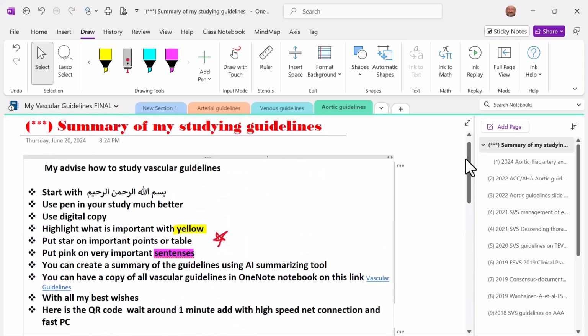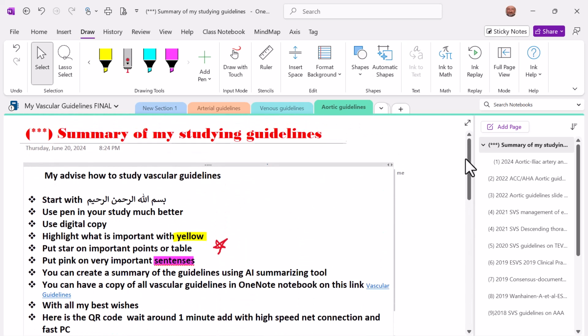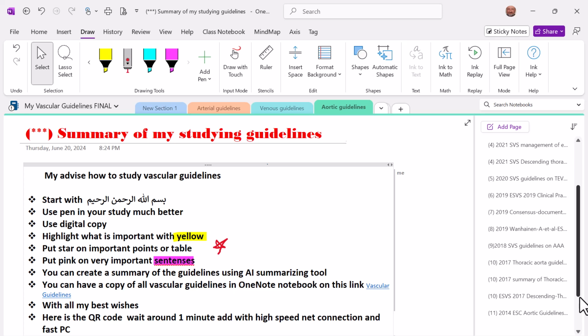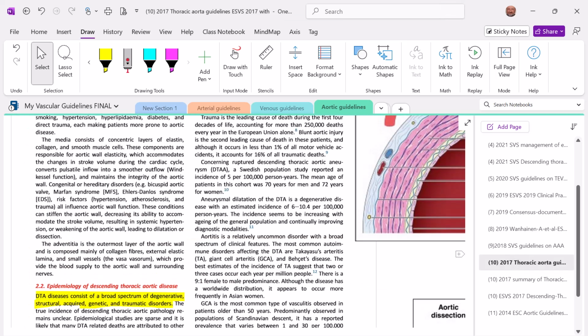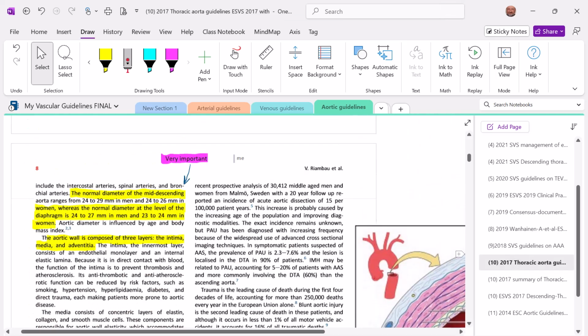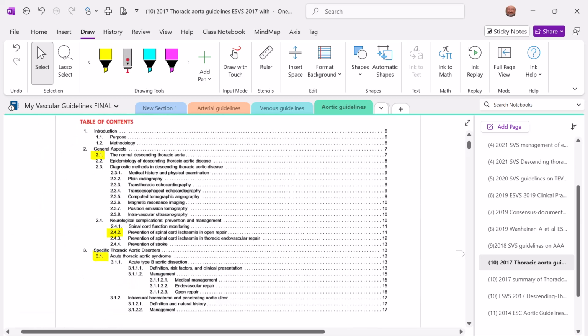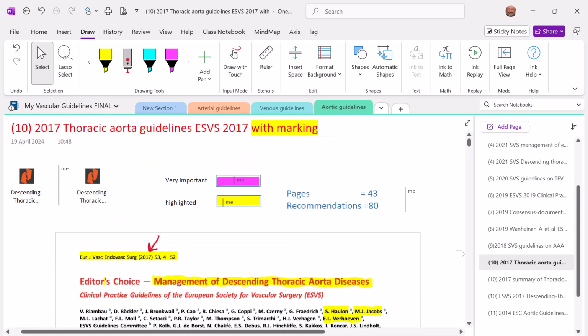Now, Professor Assam Al-Adi has asked me to give a presentation on aortic thoracic guidelines. So if I open here the 2017 thoracic guidelines, and go up to the beginning of the guidelines, here is what I mentioned. It's about 43 pages. There are 80 recommendations.